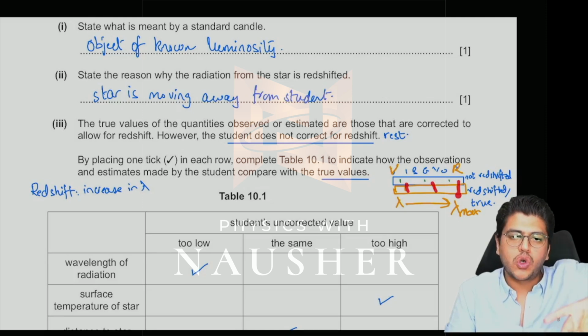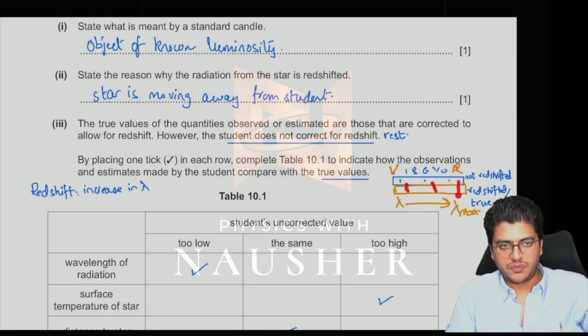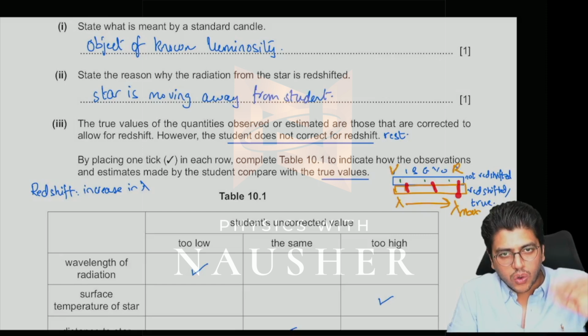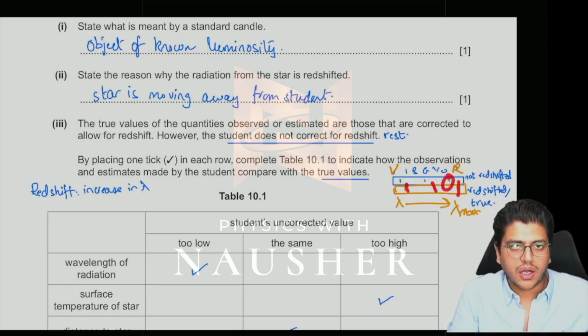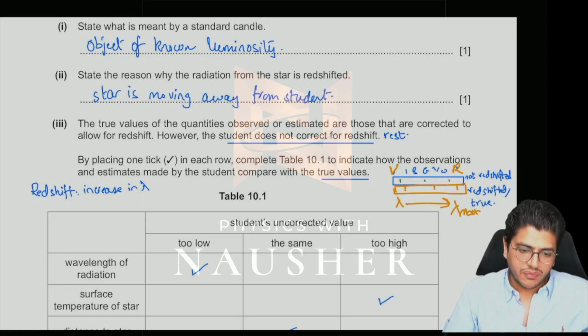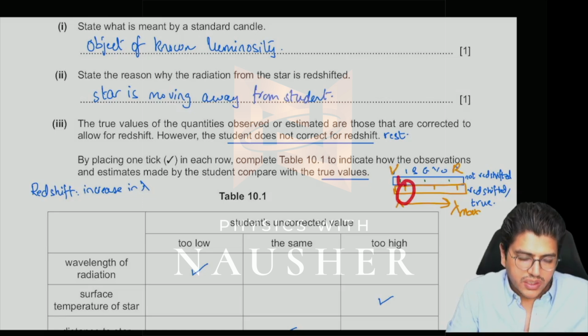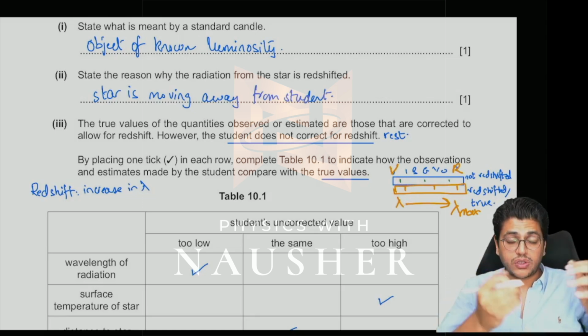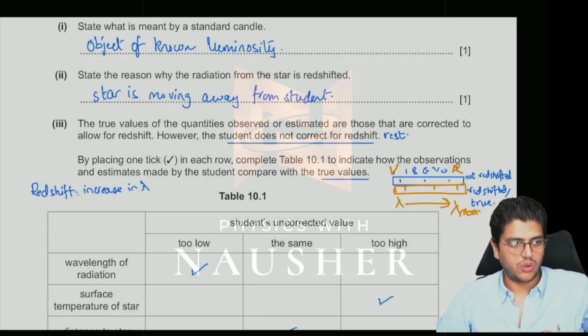So if you have not corrected them, would your value be lower or higher? This value is definitely lower than this value. This value is lower than this value. This value is lower than this value. So the wavelength that you're writing in your answer is going to be lower.